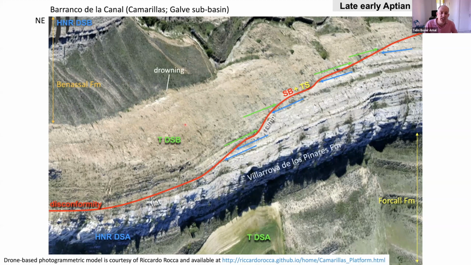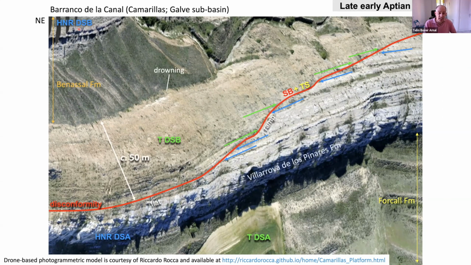These are very, very shallow carbonates. These are tidally influenced grainstones that at some point during the transgression were drowned, and above this drowning surface, there are the basinal marls of the lower part of the Benassal formation, and above the highstand platform carbonates with rudist and corals of the depositional sequence B.